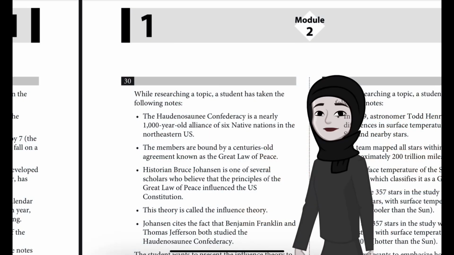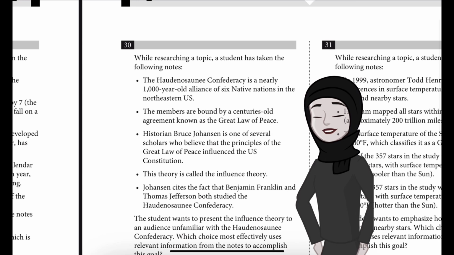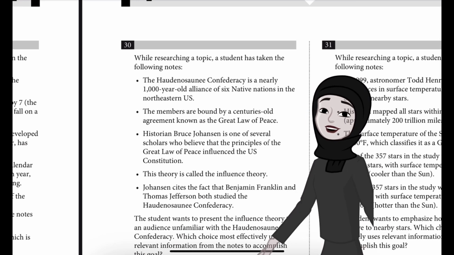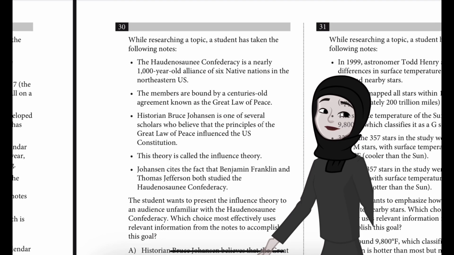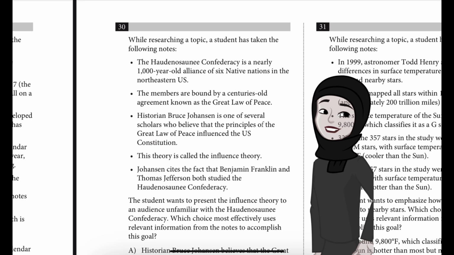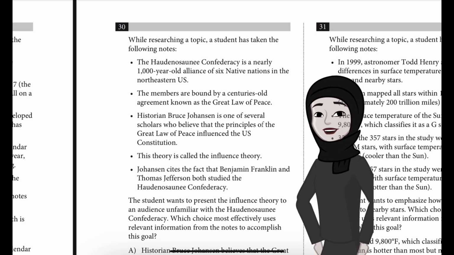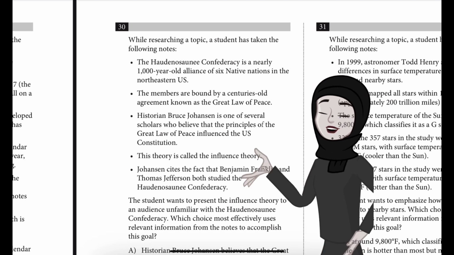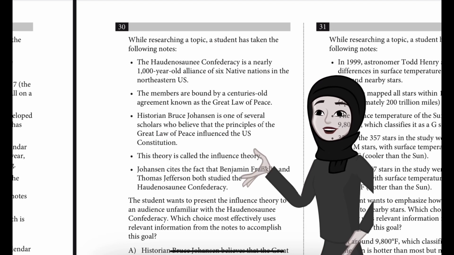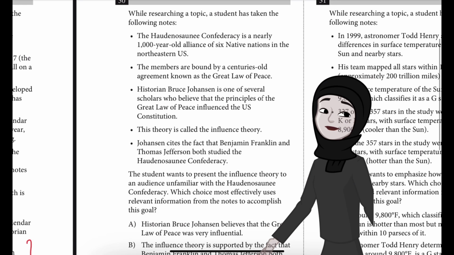Now question number 30 in module 2. While researching a topic, a student has taken the following notes. The Haudenosaunee Confederacy is a nearly 1,000-year-old alliance of 6 native nations in the northeastern US. The members are bound by a centuries-old agreement known as the Great Law of Peace.